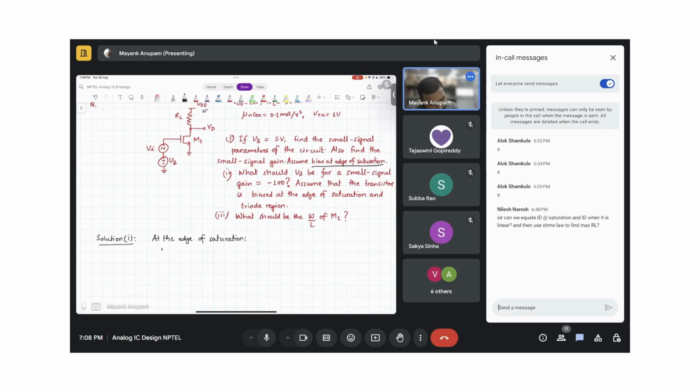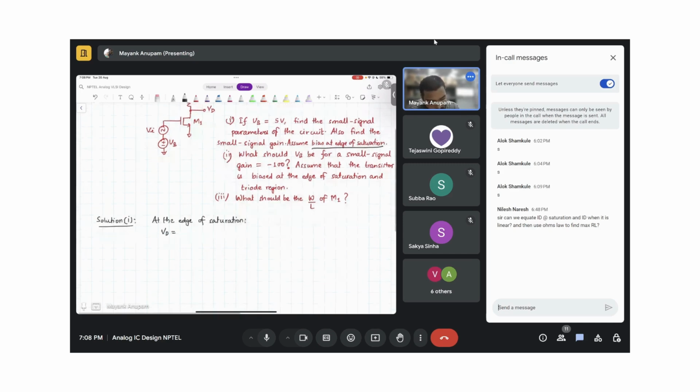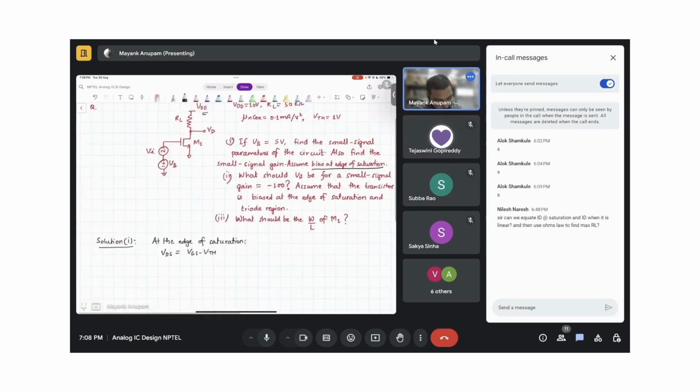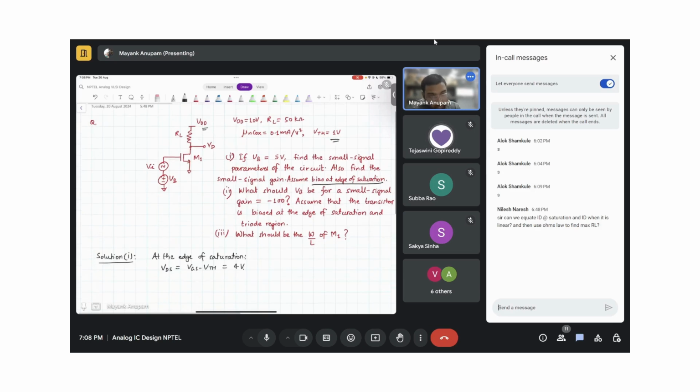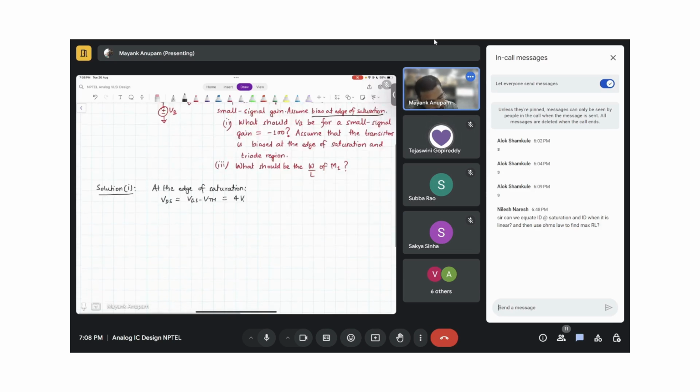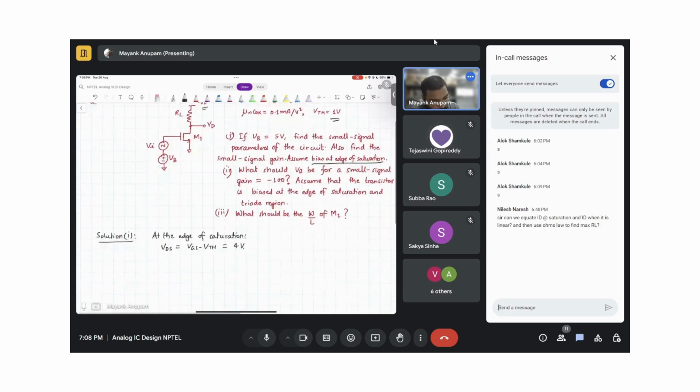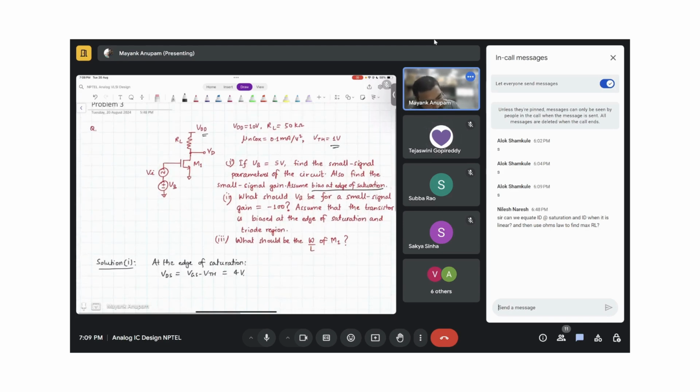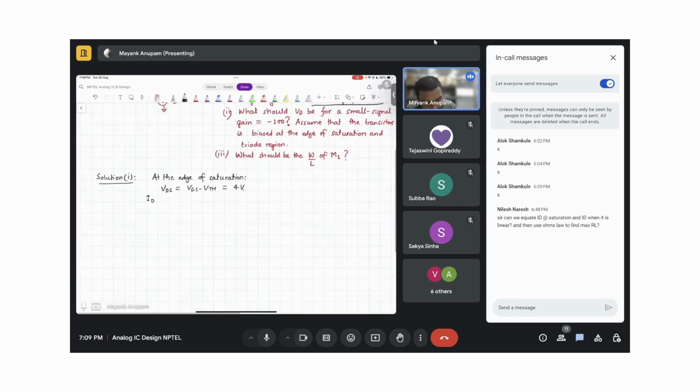What is VDS equal to? VGS minus VTH. Yeah, correct, 4 volts exactly. It's going to be 4 volts because VTH is equal to 1 volt. So VDS we know. Now if we know VDS, we also know this VD and RS. So I know the current, right? So what is going to be the current ID?